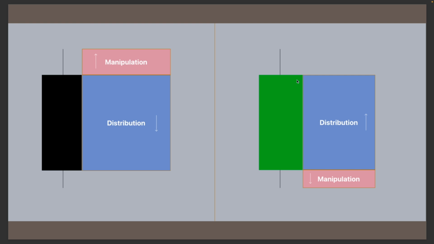Conversely, when we are bullish, we should expect some form of manipulation to the downside before the distribution to the upside. So using the same example, say this was a 4-hour 10 a.m. candle, we should expect some false move lower to trap shorts before distributing higher to buy side objectives.